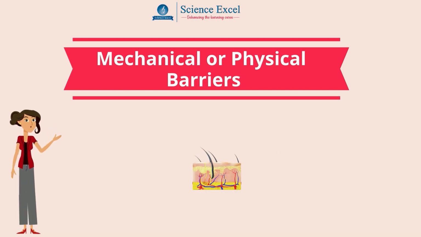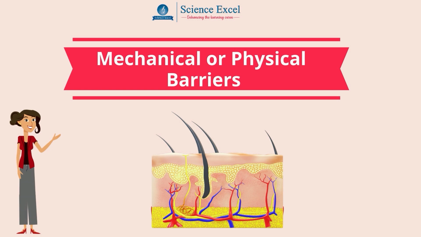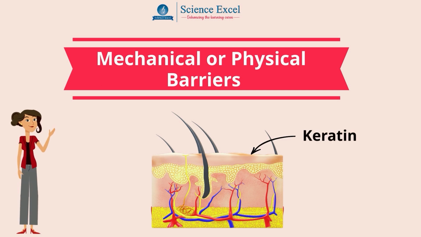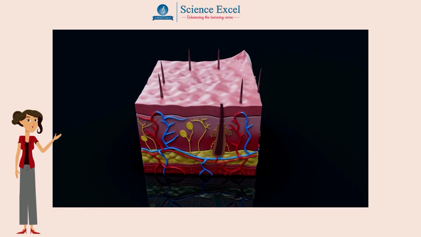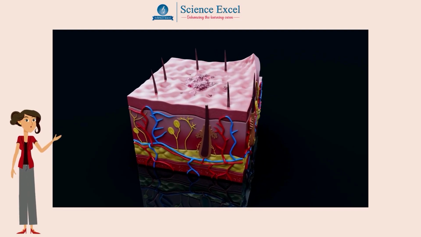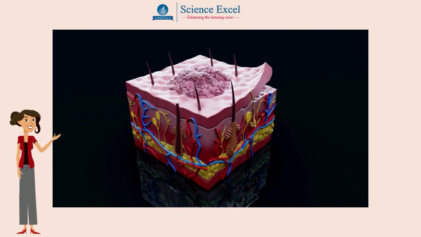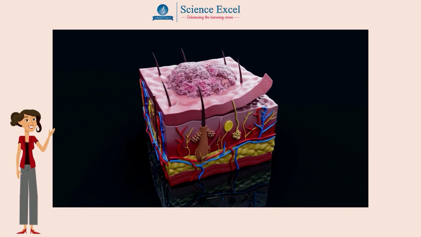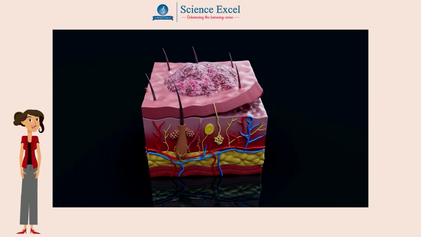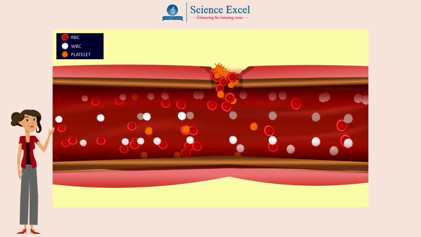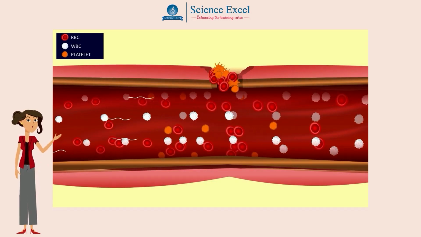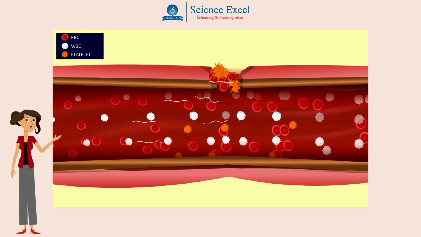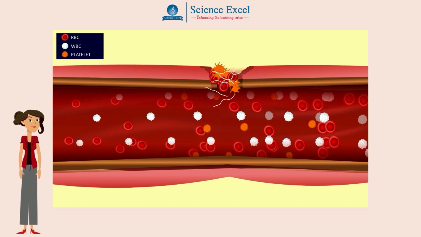Let us start with the skin. The skin has a thick outer layer of dead cells containing a protein called keratin that is very difficult to penetrate. Any scratch or cut in the skin opens the way for pathogens to get in. When the skin is cut, blood clots seal the wound, which not only prevents blood loss but also prevents pathogens from getting into the blood through the cut.